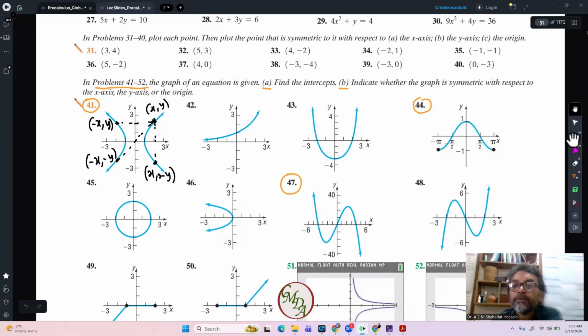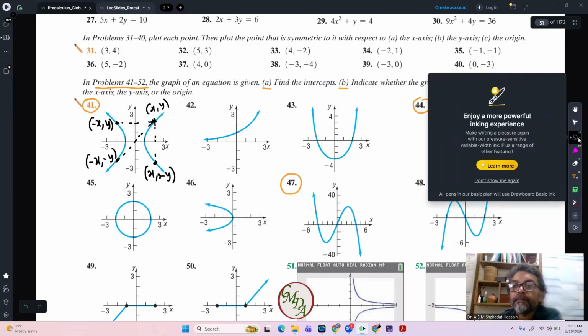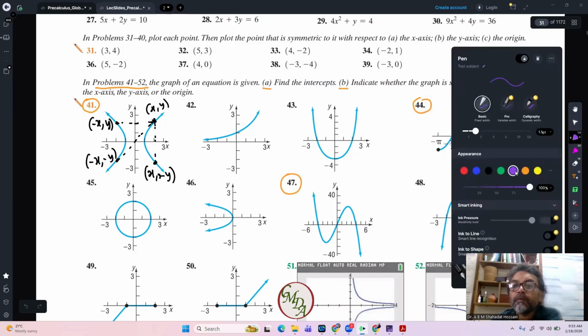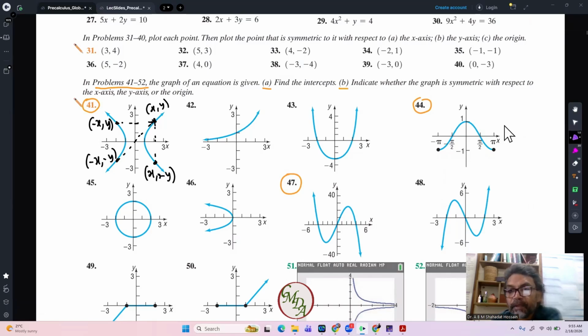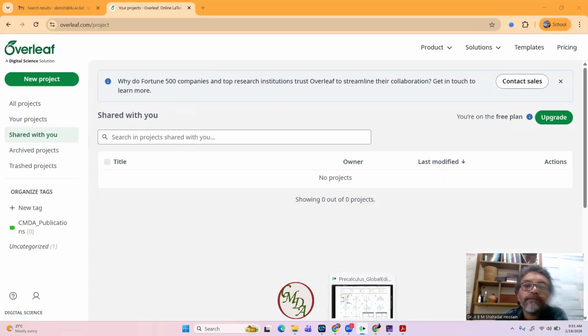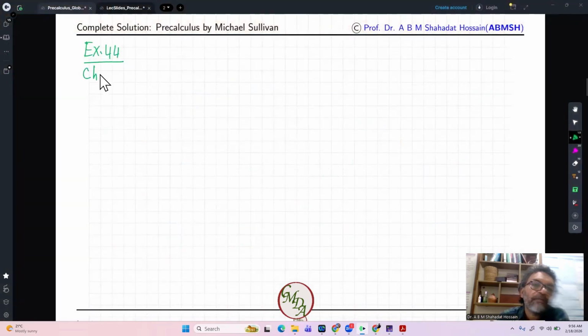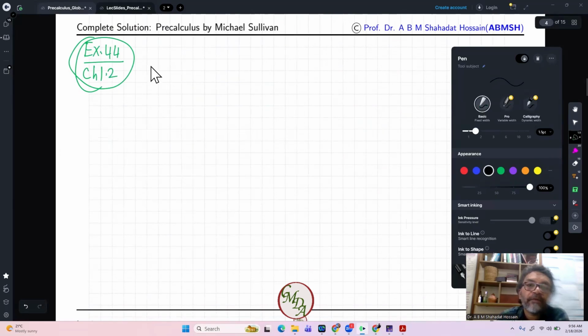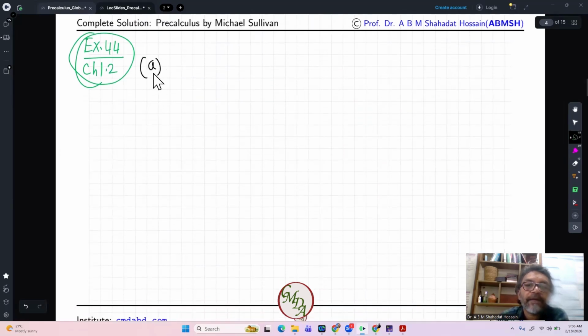Now we can talk about 44. Let's have a look at this graph. You can see the intercepts are actually here. It intercepts the x-axis at -pi/2 and pi/2, and the y-axis at 1. So question 44, chapter 1.2. So first part A, the answer to part A.